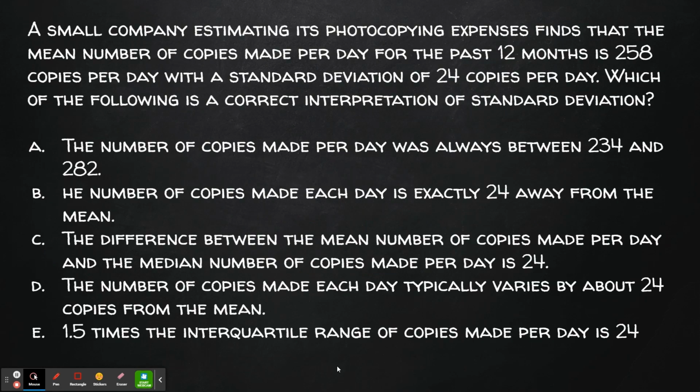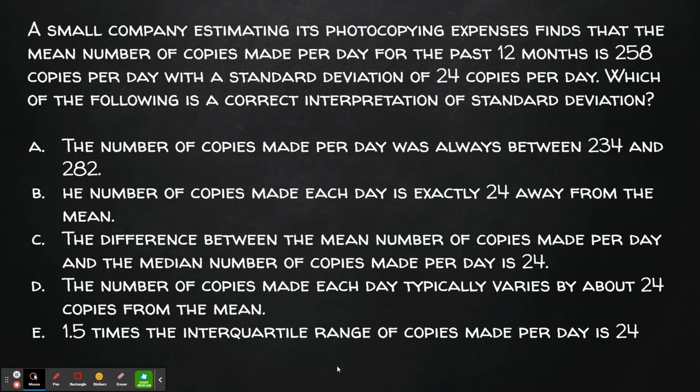Now let's look at a second problem. A small company estimating its photocopying expenses finds that the mean number of copies made per day for the past 12 months is 258 copies per day, with a standard deviation of 24 copies per day. Which of the following is a correct interpretation of standard deviation?